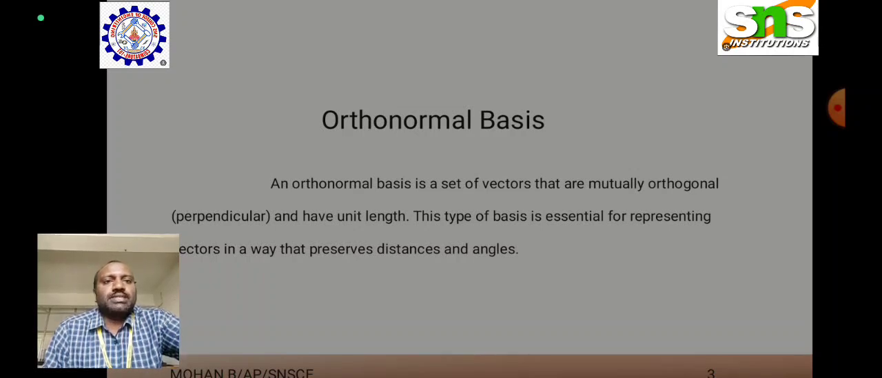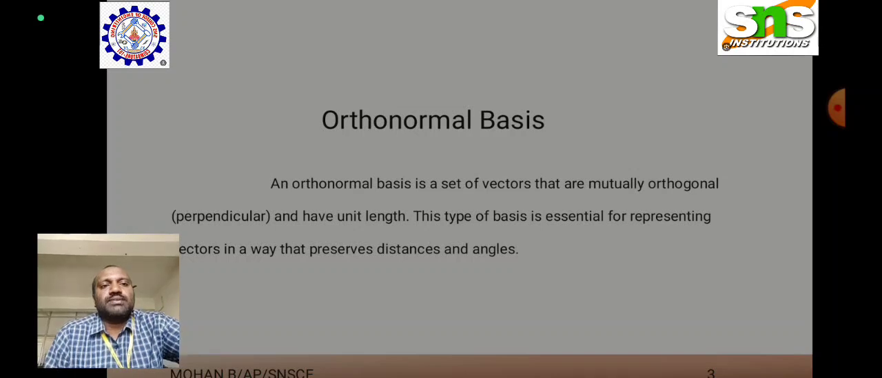An orthogonal basis is a set of vectors that are mutually orthogonal and have unit length. So it has unit length, and it will be perpendicular. This type of basis is essential for representing vectors in a way that preserves distance and angles. We know the distance between two points (x1, y1) and (x2, y2); with orthogonal matrices we have to find the unit length. Even if mutually orthogonal, they have unit length.